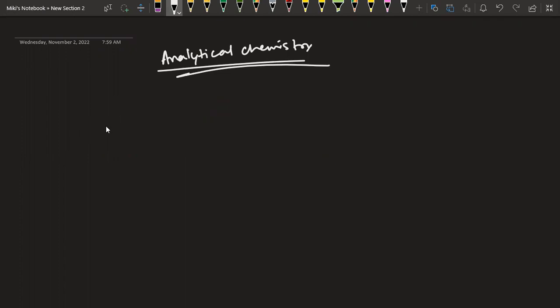Analytical chemistry, the name suggests itself what it means. Basically, we will do some analysis on specific components, specifically organic components, which contain carbon and hydrogen, or we can say hydrocarbons. Basically on them, we will be doing some analysis, sort of identifying them.